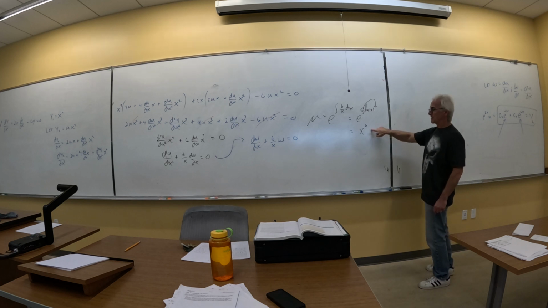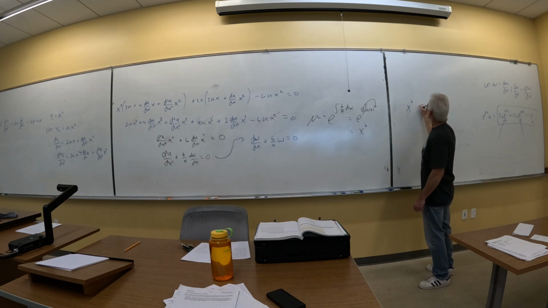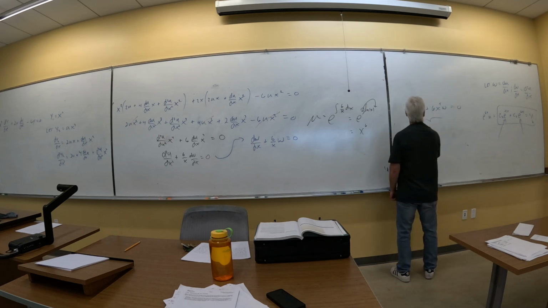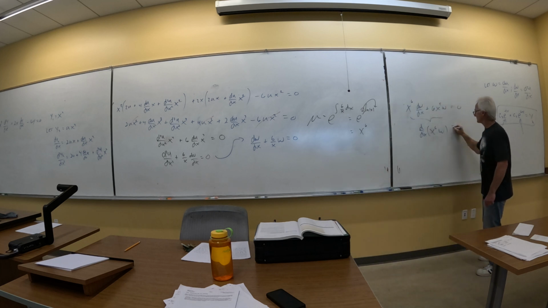When I multiply both sides by this, I'm going to have x to the 6th dw dx plus 6x to the 5th w equals 0. And if I did it right, this should be the derivative of x to the 6th w, and boom, boom, boom, yes it is.